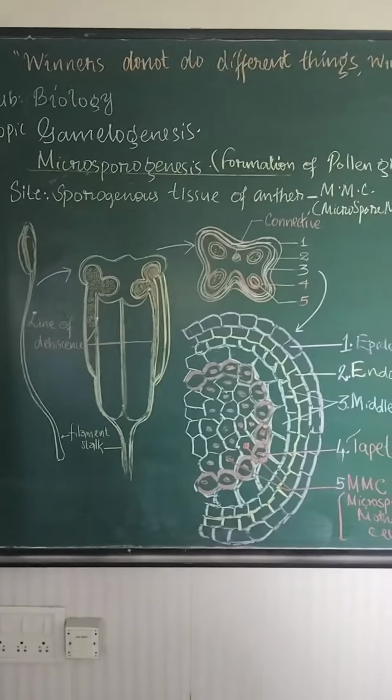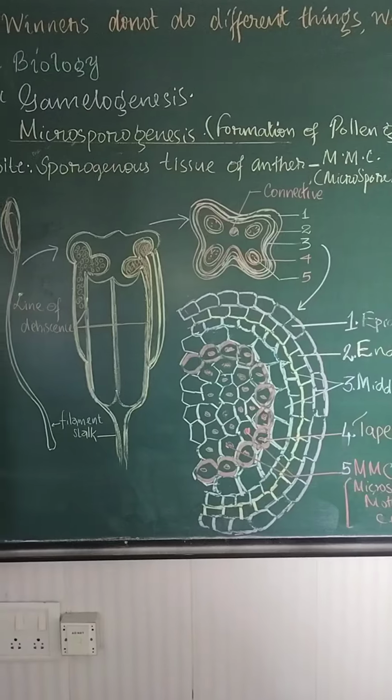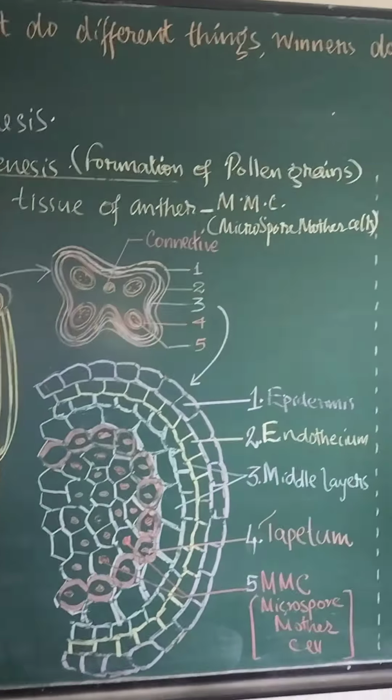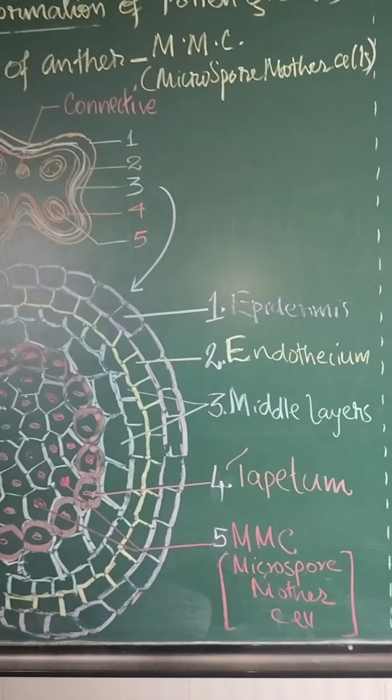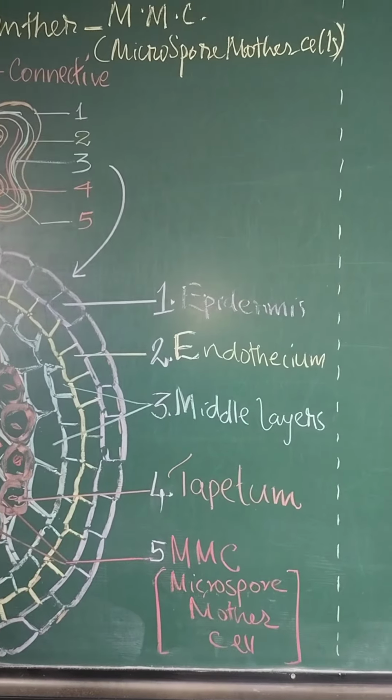In the first part, we will be discussing the microsporogenesis, that is the formation of pollen grains. The site of production is sporogenous tissues or special cells called MMCs, microspore mother cells. You can see the schematic diagram of an anther TS showing the connective. You may get a diagram-based question for labeling 1, 2, 3, 4, 5 and the histological perspective of various layered arrangement showing the different parts of epidermis, endothecium, middle layers, tapetum, MMC.